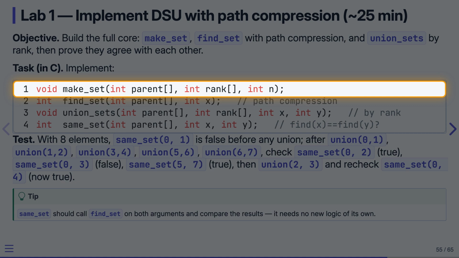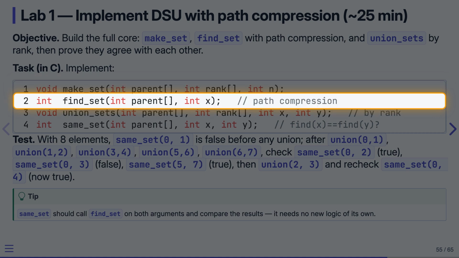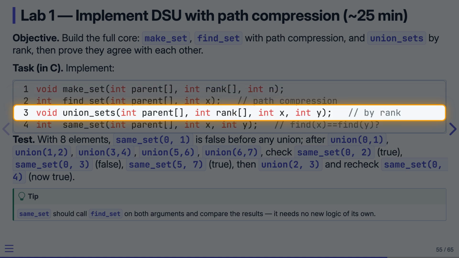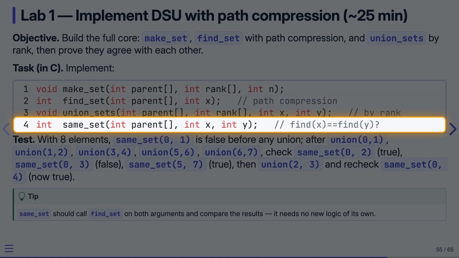First, make set. It takes the parent array, the rank array, and n, and starts everyone in their own group. Second, find set. It takes the parent array and an element x, walks up to the root, and flattens the path with path compression along the way. Third, union sets. It takes both arrays and 2 elements, x and y, and merges their groups by rank. Fourth, same set. It returns true when x and y share a root, when find set of x is equal to find set of y.